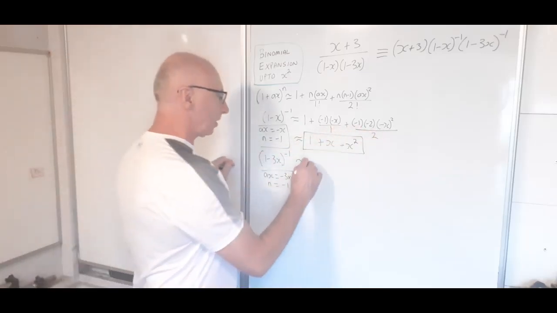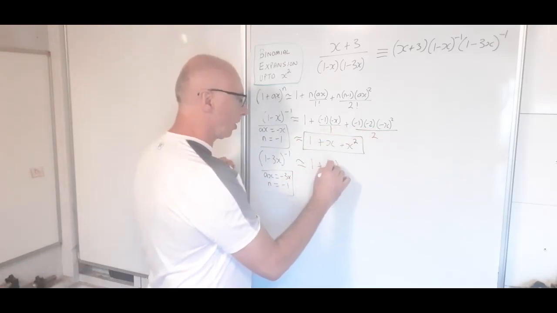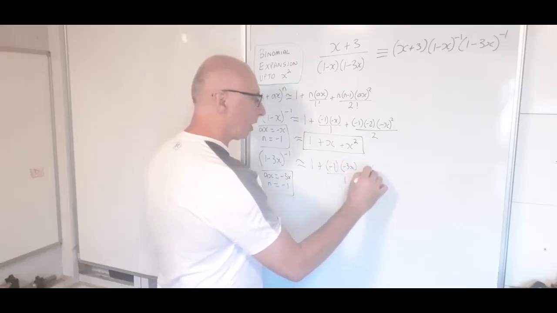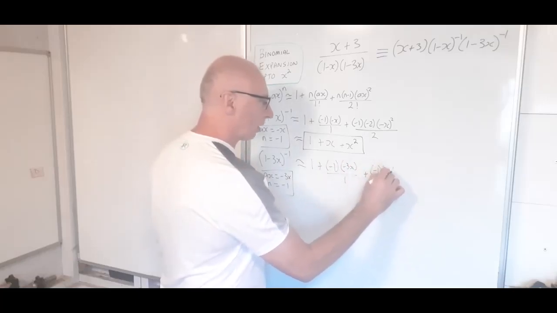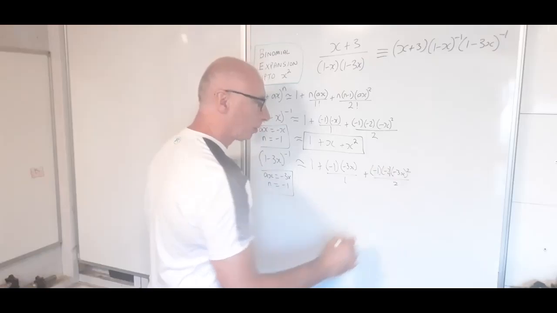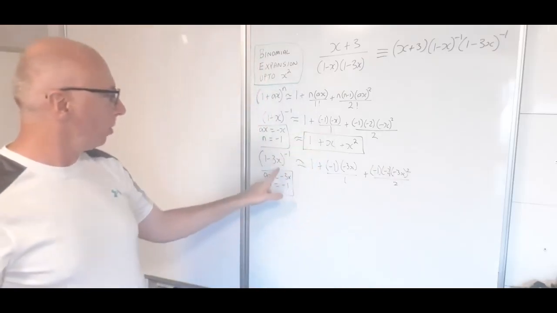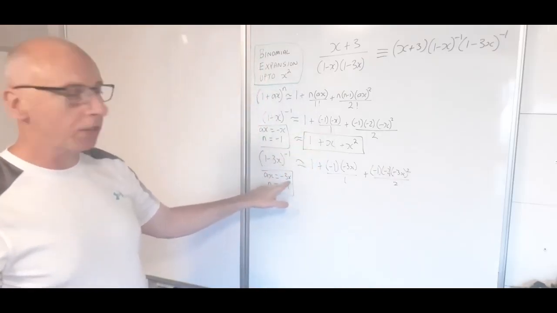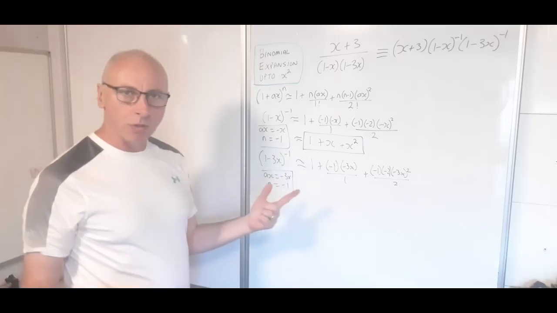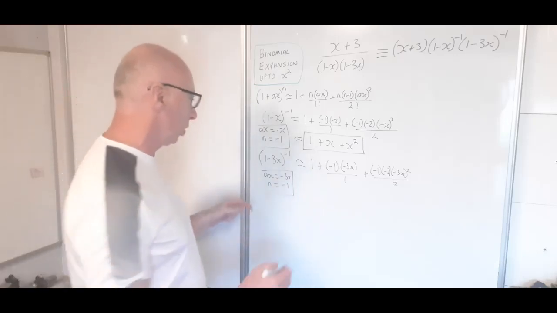Basically I'm just going to put a minus 3x in each of these. So if I do that, I've got 1 plus minus 1 times minus 3x over 1, plus minus 1 times minus 2 and minus 3x squared all over 2. Okay, so same thing, just where I see a minus x, I put minus 3x into there. That's what I've done, just to make it a bit quicker. You can go through the steps a bit more carefully if you wish.